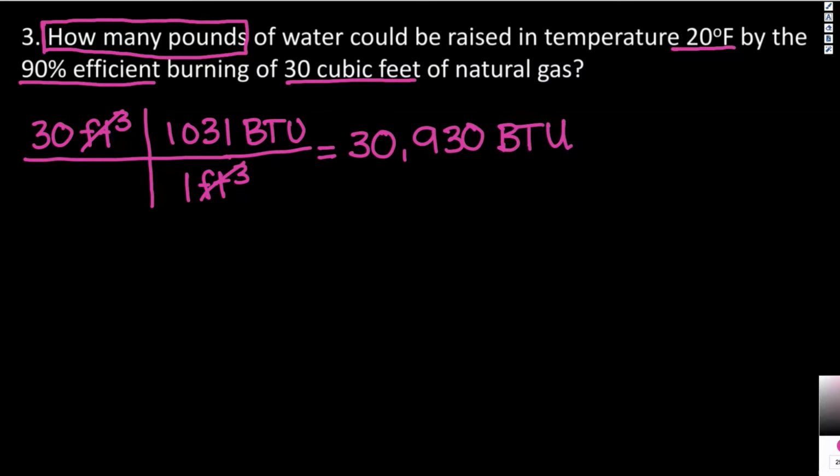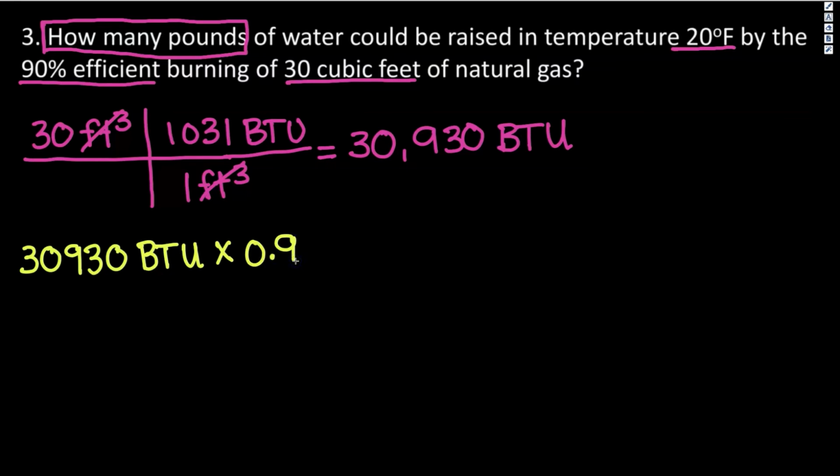Now for step 2, let's take that 3,930 BTUs, and let's multiply that by 90%, which is our 90% efficient. I'll put this yellow here so you know that's that step. And that's going to give us 27,837 BTUs.